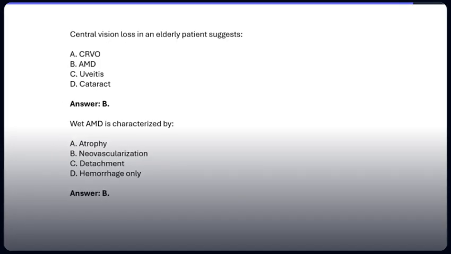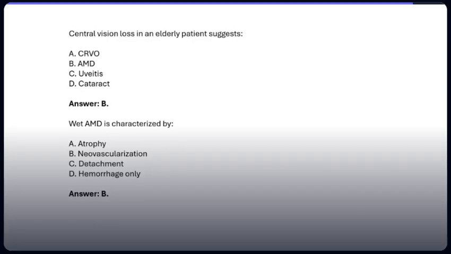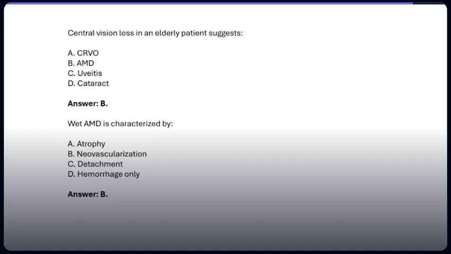The focal degradation of high-acuity perception in an aging population primarily signals a failure within the macula, leading us directly to age-related macular degeneration as the most probable diagnosis.